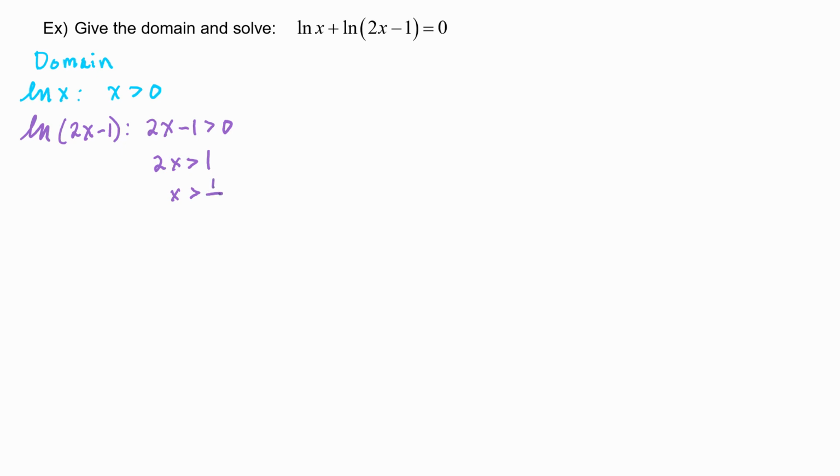and x is greater than 1/2. Now, if we put both of these on a number line, this first one of x greater than 0 means we have an open circle at 0 and the arrow going to the right. And for this second one, x greater than 1/2, that means we would have an open circle at 1/2 and the arrow going to the right. So we need both of them true.